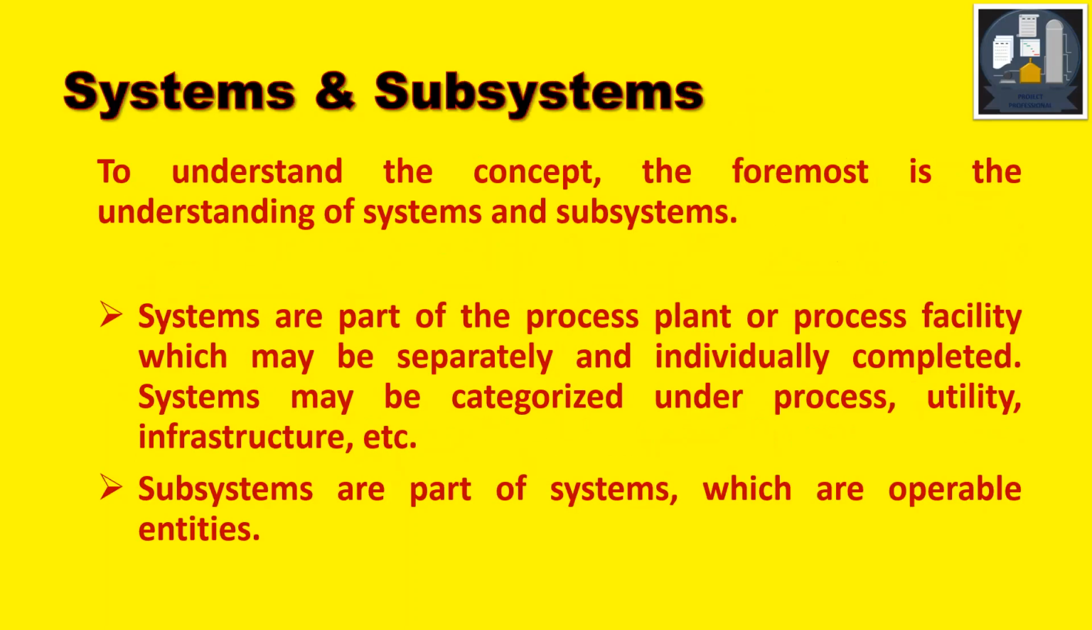Then let me explain what are systems and subsystems. To understand the concept, the foremost is the understanding of the systems and subsystems. Systems are part of the process plant or process facility, which may be separately and individually completed. Systems may be categorized under process, utility, infrastructure, etc. Then what are subsystems? Subsystems are part of systems which are operable entities.